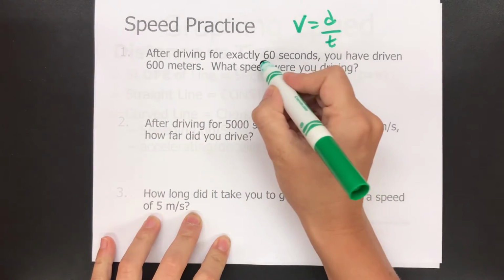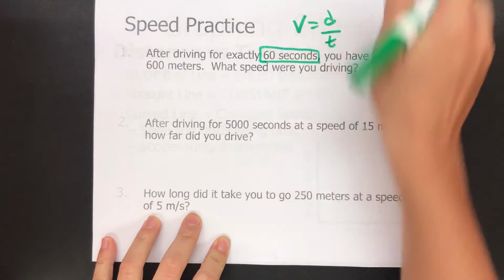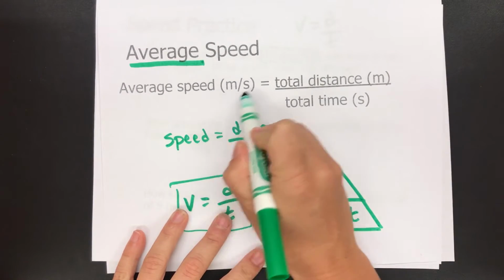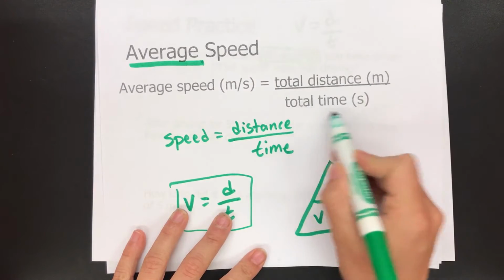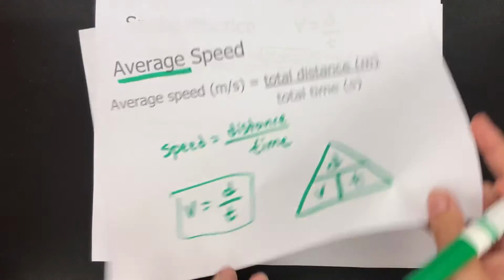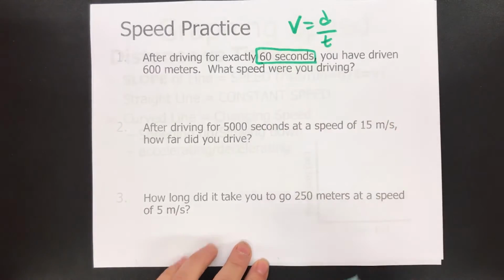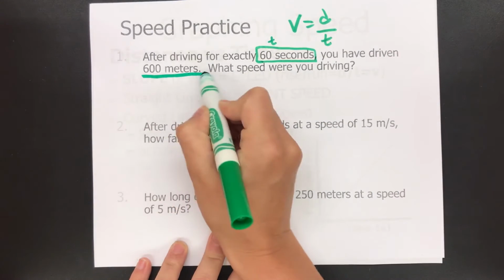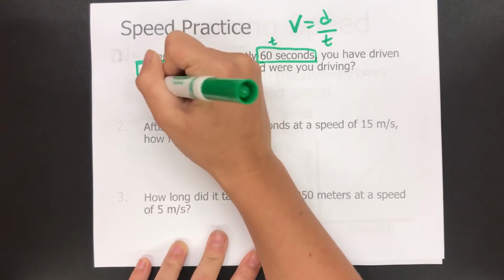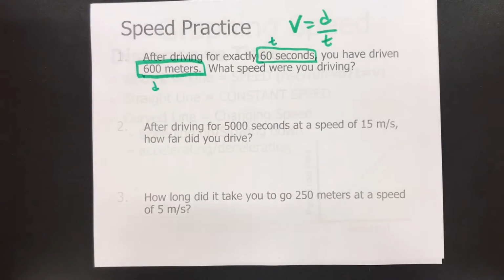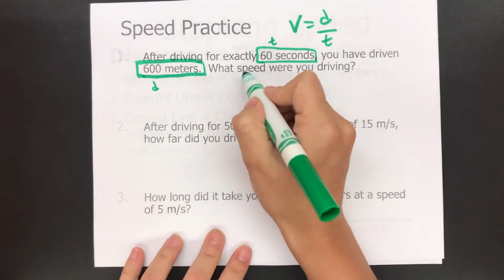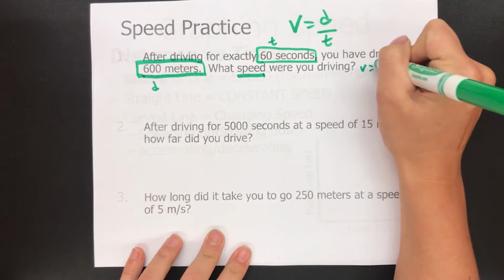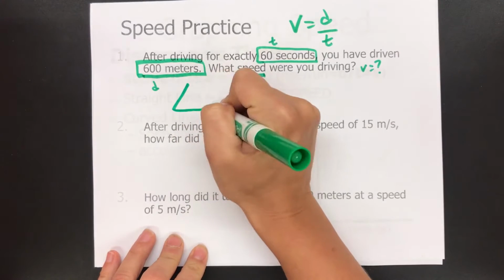After driving for exactly 60 seconds. This is why it's going to be important to know your units for things. So speed is typically going to be meters over seconds, so you got a double thing going on. Distance will be meters, time will be in some sort of seconds, hours, or something like that. So 60 seconds. We are going to label that as T. You have driven 600 meters. Meters is a unit of distance. Extremely important to know your units. And find what it's asking for. It says speed. So you're looking for V. All right, so we do our little triangle here.